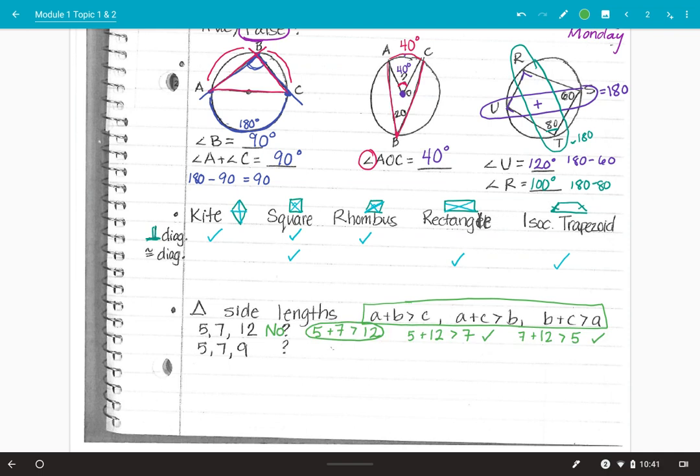Now if we do the next one, just do a different color. You guys will know I like doing colors, but it does help distinguish it. So if I did 5 plus 7, is that greater than 9? I'm just going to do it as I go. Yes. 5 plus 9, is that greater than 7? Yeah. And is 7 plus 9 greater than 5? Yes. So this one is a triangle. Okay? And you can do abbreviations, I'm fine with it. So hopefully that's module 1, topic 1.